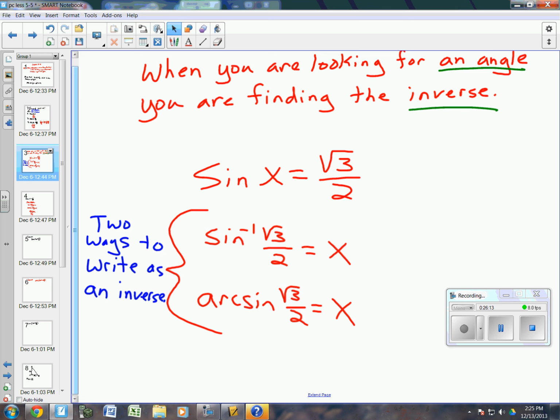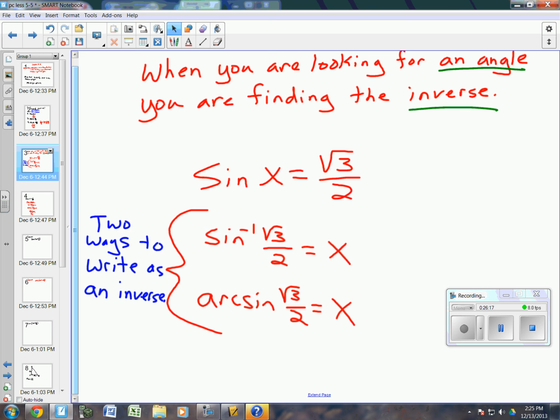Well, this is the way you write it in trigonometry, so that the x is by itself. You write sine with the little negative 1. What does that little negative 1 mean? Inverse. Remember last year when we talked about inverses? So sine inverse of root 3 over 2, or we could write it as arc sine of root 3 over 2. These two mean the same thing.